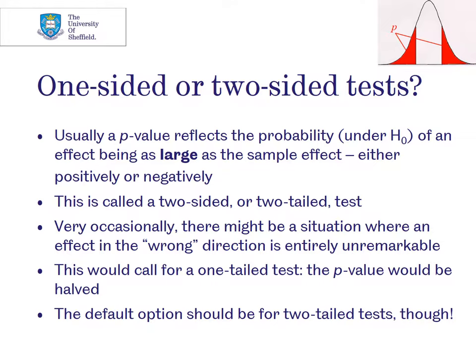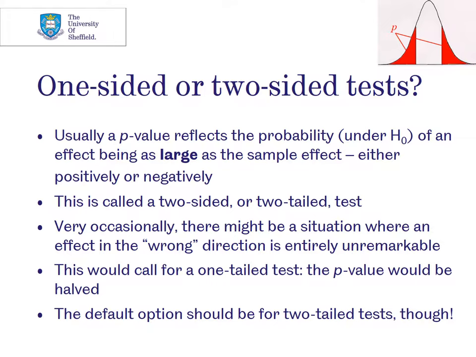Whether one-sided tests, which only take one side of the distribution into account, are appropriate or not is a matter of some debate. However, my take on this is that if there is a situation where it would be entirely unremarkable for something to be in the wrong direction, in other words, the unhypothesized direction, then maybe in those situations we could do a one-tailed test, which effectively means the p-value would be halved because one of those two red zones on the diagram would be eliminated. Most of the time, though, that's not the case.